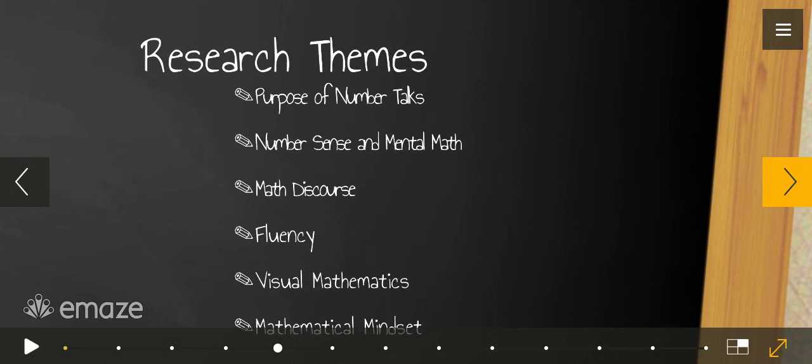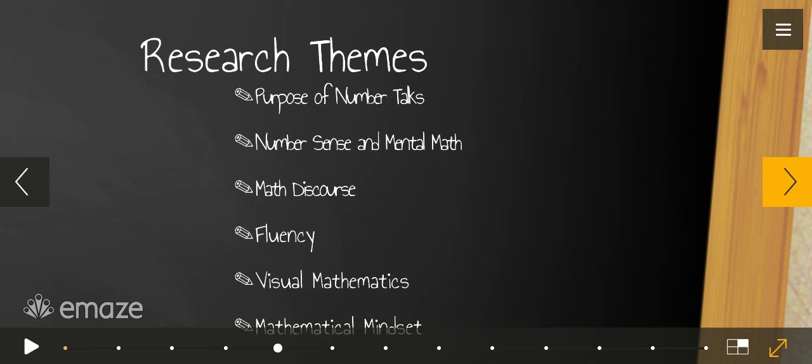Throughout my research, I focused on 6 themes. The first theme I focused on was the purpose of number talks. Number talks are a brief activity whose purpose is to support students' mathematical sense-making and flexible thinking. Students are actively engaged and are able to develop number sense, understand there is more than one way to solve a problem, and learn to trust their own reasoning. Number talks focus on supporting students in explaining their ideas and their reasoning using specific strategies rather than focusing on the correct answer.